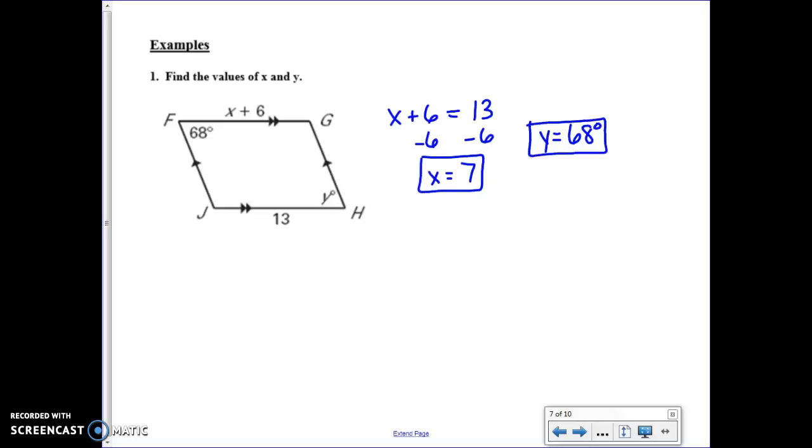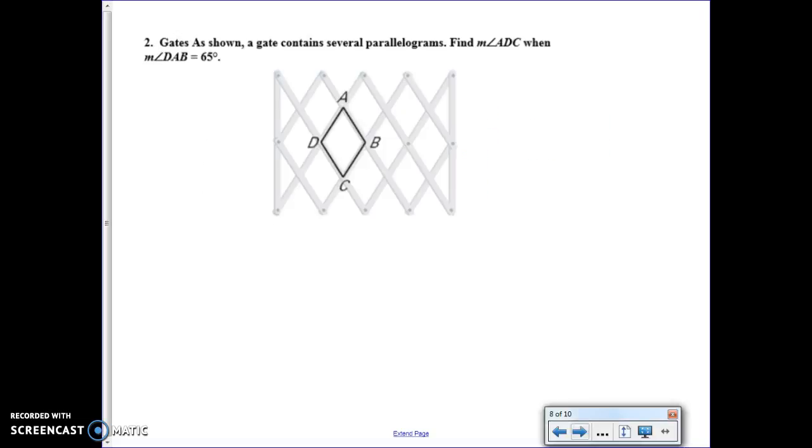All right, let's check out this next example. It says, in a gate as shown, a gate contains several parallelograms. Find the measure of angle ADC when the measure of angle DAB is 65 degrees. Okay, so we know opposite angles are congruent, but consecutive angles, those angles next to each other, are supplementary. So if they're supplementary, then we need to take 65 degrees away from 180.